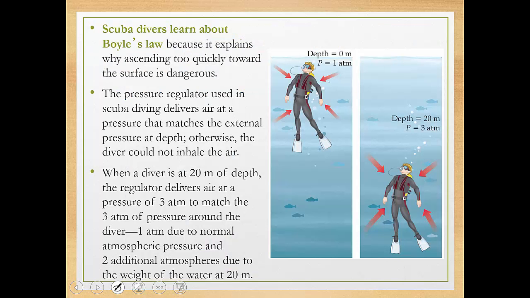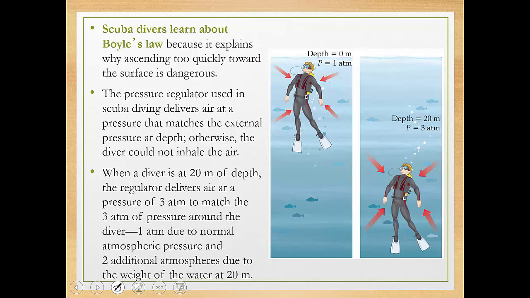Now, we've talked a little bit about scuba divers in the face-to-face lecture portion. Scuba divers know Boyle's law. It's important to them because it explains why it's too dangerous to ascend quickly from a depth. Scuba divers use a pressure regulator to deliver air at a pressure that matches the depth that they're at. Otherwise, they wouldn't be able to inhale the air. If you think about it, there's a certain amount of pressure in their lungs. There's more pressure as they go down underwater. So it has to match for that air to be able to go in and out and in and out.